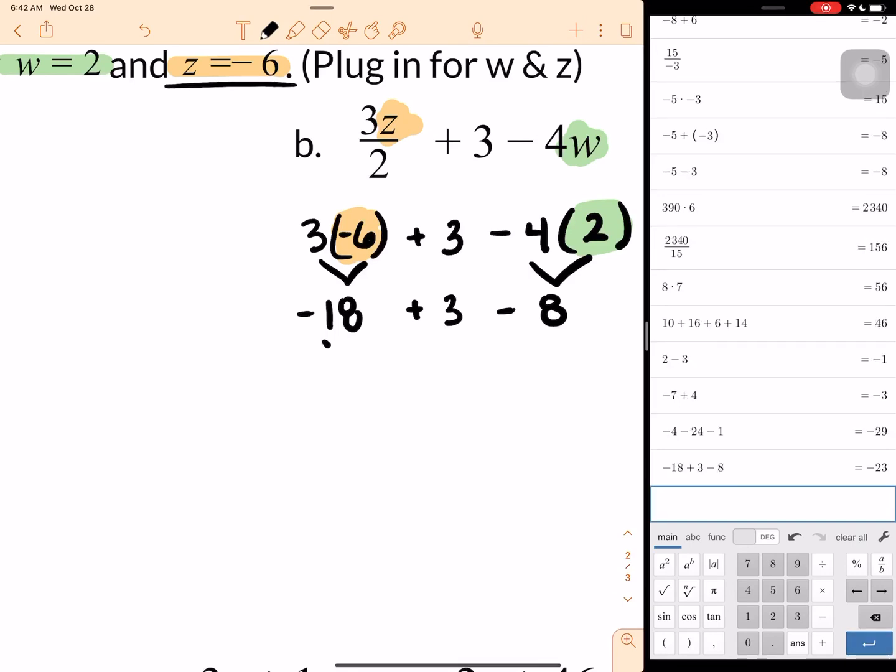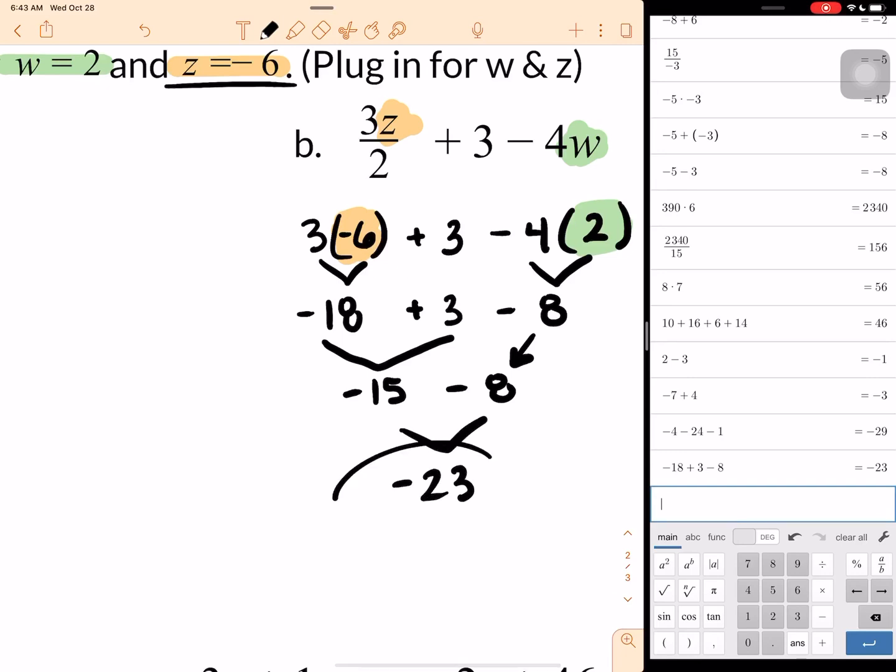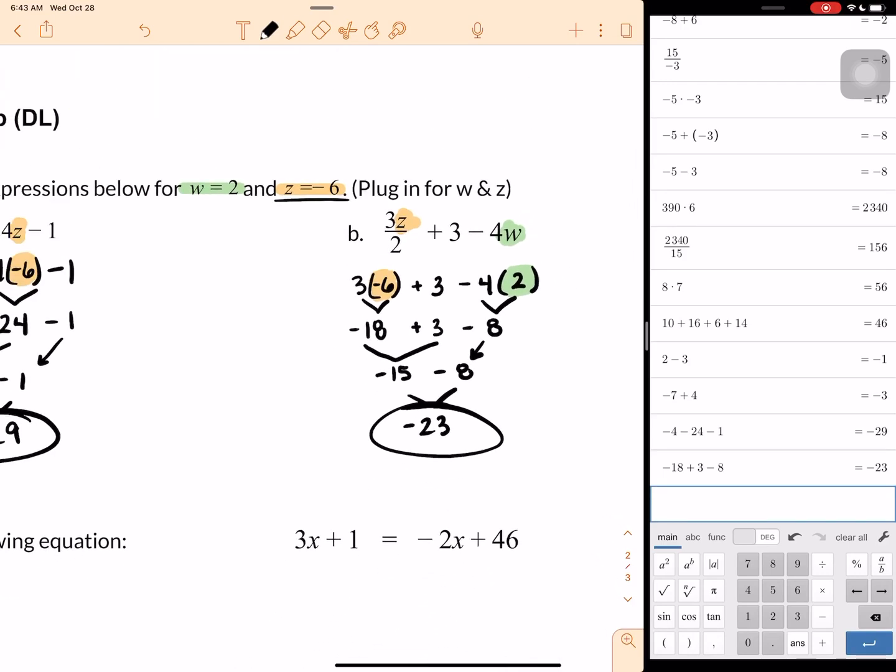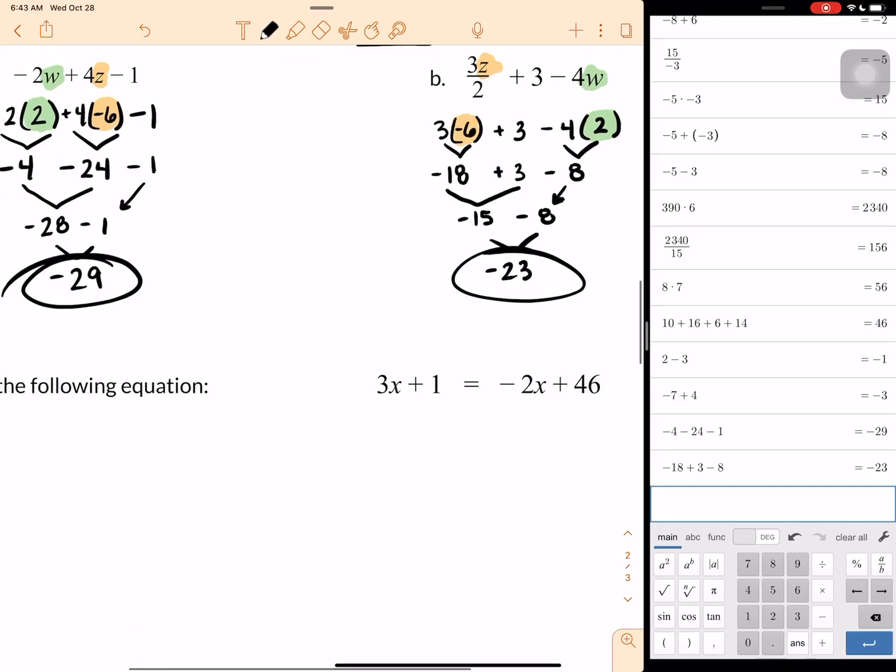You could also break it down. Negative 18 plus 3 is negative 15, minus 8. Just bring that down. We get that is negative 23. And that's your answer for that problem. Okay. Again, make sure you're pausing throughout and trying these on your own first.